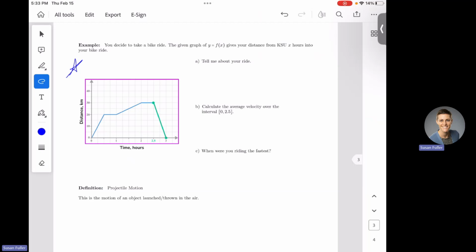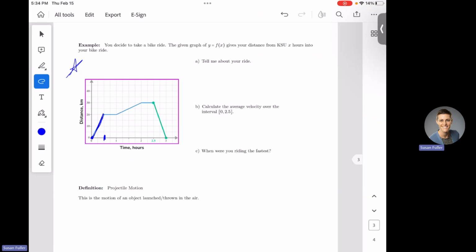Okay, so right here at (0, 0), that means at time equals 0, you were 0 kilometers away from KSU, right? And then from 0 until about half an hour, so for the first half an hour, you rode at a constant speed. Now, how do I know that this section was at a constant speed?